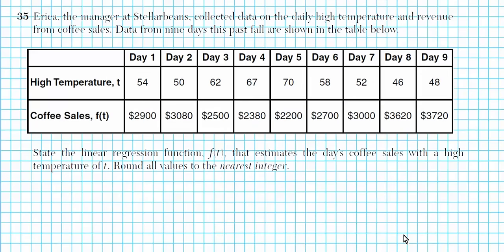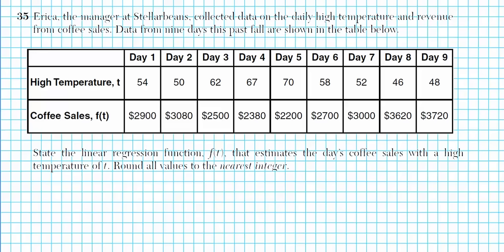All right, let's take a look at problem 35. It reads, Erica, the manager at Stellar Beans, collected data on the daily high temperature and revenue from coffee sales. Data from 9 days this past fall are shown in the table below. So you have the data set provided. Question: state the linear regression function f of t that estimates the day's coffee sales with a high temperature of t. Round all values to the nearest integer.